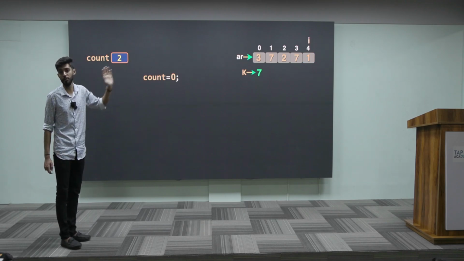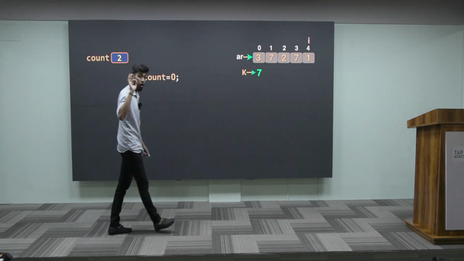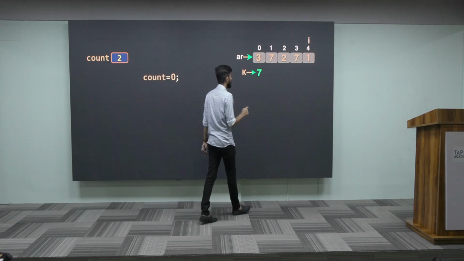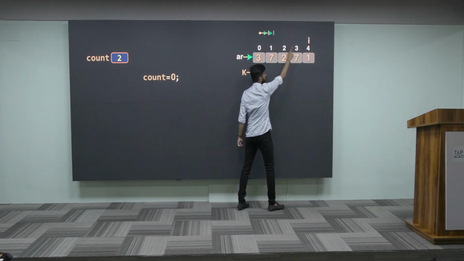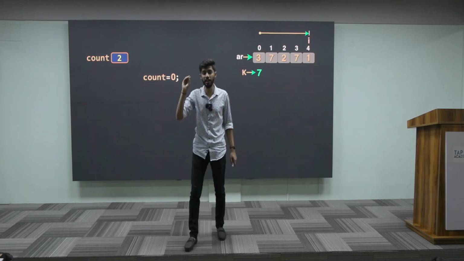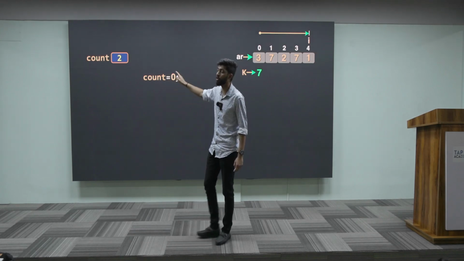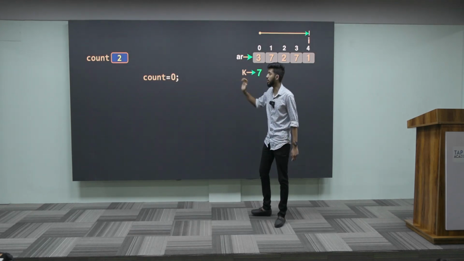Is there any other element to be checked? No element is left out to be checked. So if you observe one thing over here, did we travel from this end of an array to this end of an array or not? Yes. So traversing an array is compulsory over here. If I need to travel an array, should I write a loop or not? Yes. So let's write a loop.